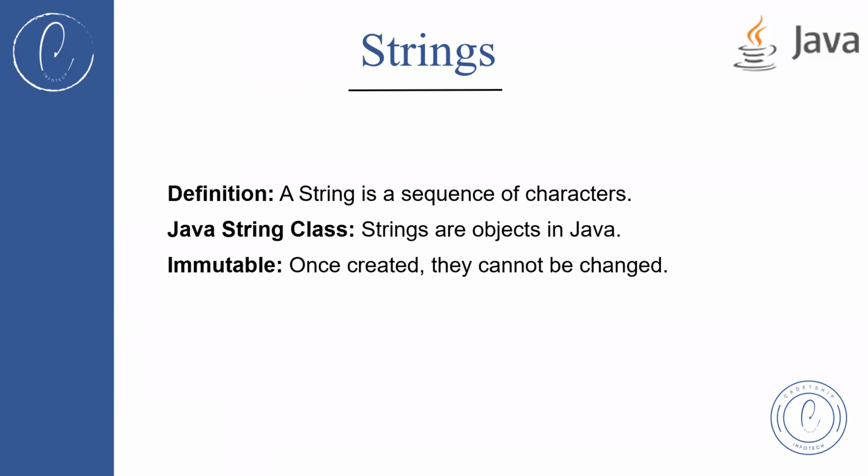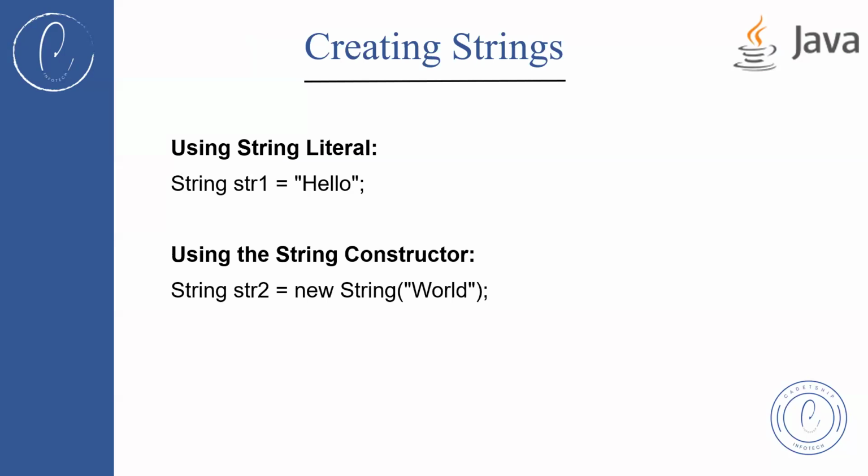Strings are objects in Java and they are part of the java.lang package. So we have the Java String class and we know that strings are objects in Java. Strings have a property that they are immutable in nature. What does it mean? It means that once created, they cannot be changed. So now let's move forward.